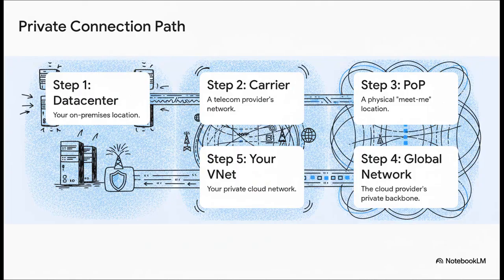So how does your data actually make the trip? Well, it starts in your data center, travels through a carrier's network to a physical building called a point of presence, or a POP. Think of it as a meeting point. From there, it gets handed off directly to the cloud provider's private global network, which zips it straight into your VNet, completely bypassing the messy public internet.